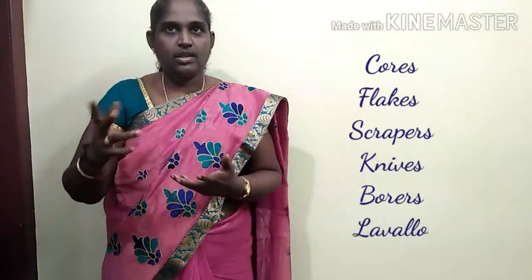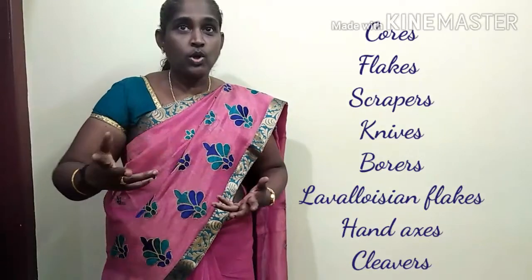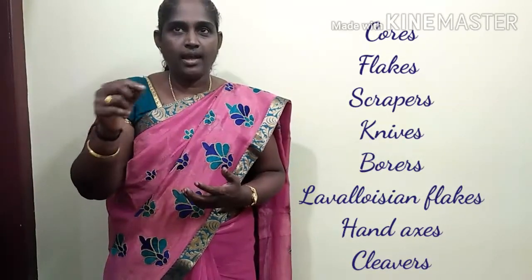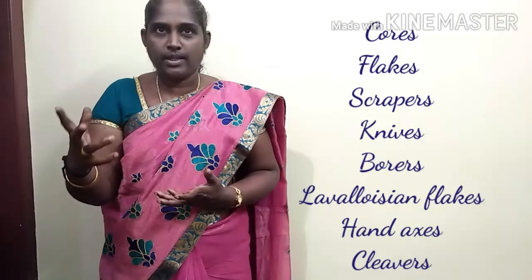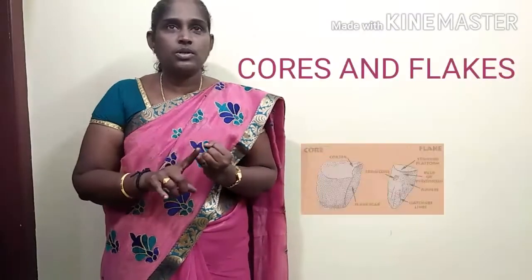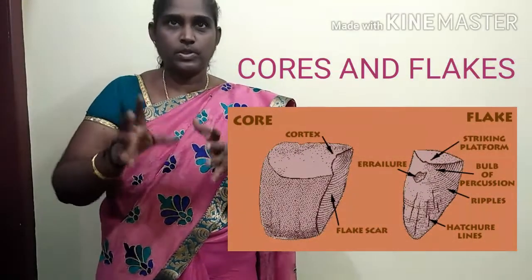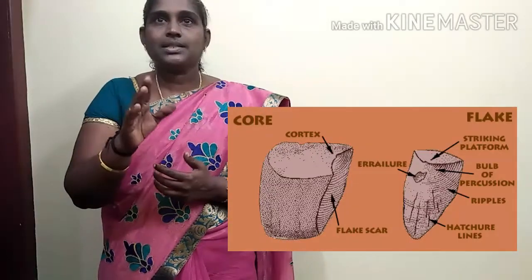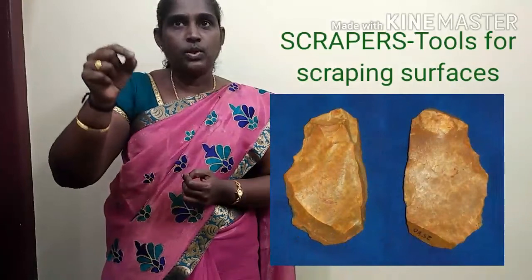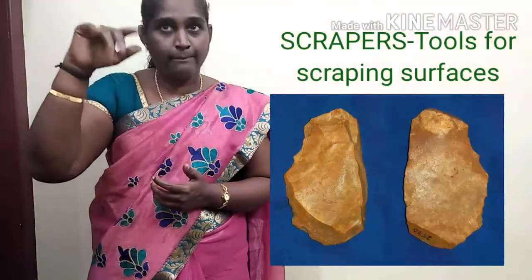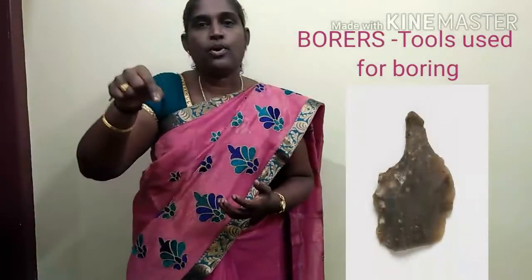Cores, flakes, scrapers, knives, borers, levalloid flakes, hand axes and cleavers were used by the people. One more time, cores. Cores means a very big stone. Flakes means a small piece of stone which is taken from this core. Scrapers means tools used for scraping surfaces. Knives, you know very nicely. What are the uses of knives? Cutting, slicing, and so on. And borers means a tool used for boring. Cleavers means like what?